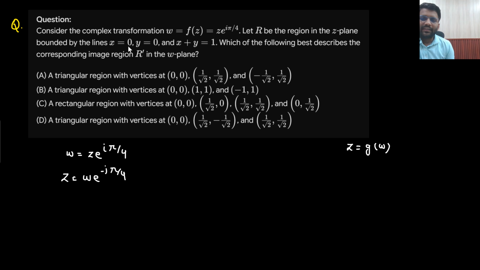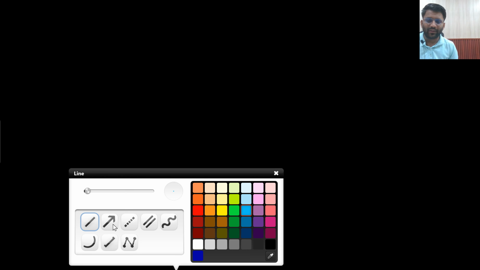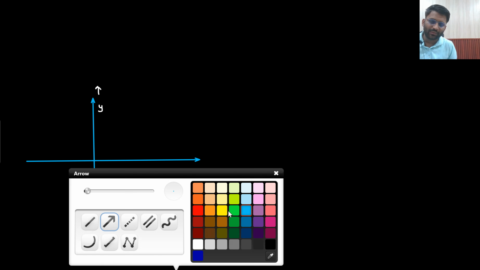What is the region R? Region R be the region in the z plane bounded by lines x equals to 0, y equals to 0, x plus y equals to 1. So let's draw the region R in xy plane. In xy plane, we are supposed to draw the region R. So let's draw x, y. This is your x equals to 0. This is your y equals to 0. And x plus y equals to 1. This is the region R.